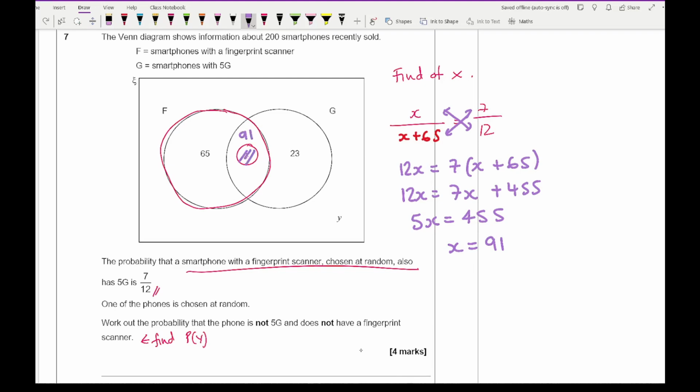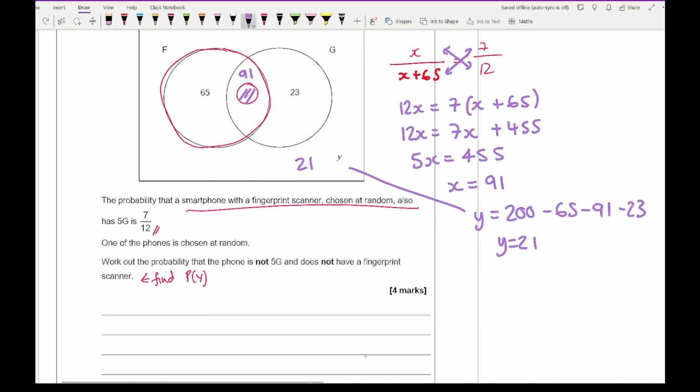So then I can work out what y is going to be. So y equals 200 minus 65 minus 91 minus 23, and that equals 21. So then to work out the probability of y, it's going to be 21 over 200, and that doesn't simplify, so there is my final answer.